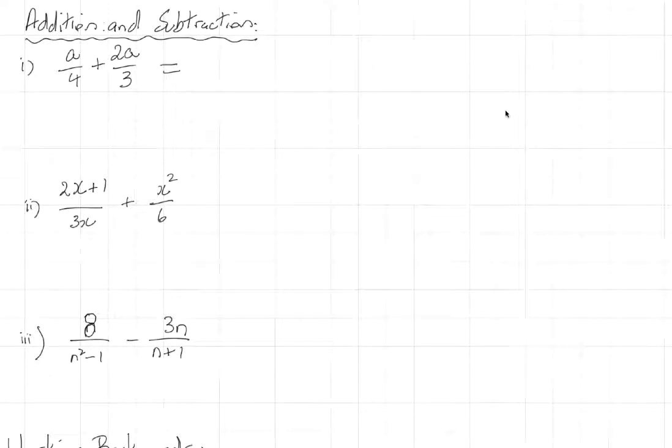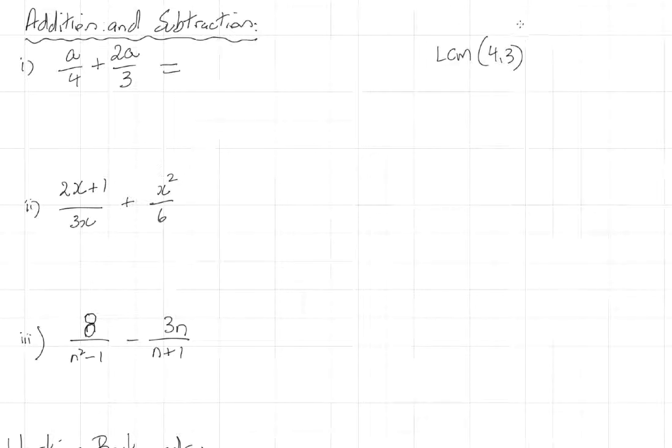When adding and subtracting algebraic fractions, once again we remember our rules for adding and subtracting normal fractions with numbers in. The main concept is that we make the denominators the same, and we make them into what's called the lowest common multiple, LCM, in this case of 4 and 3.